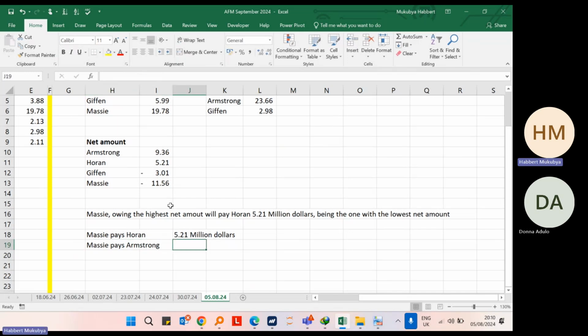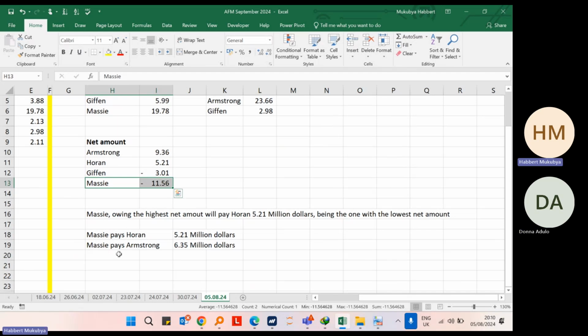Now, remember it was owing 11.56, it has paid 5.21. So if you get 11.56 and subtract 5.21, you remain with 6.35. That is owing, right? So it will pay Armstrong 6.35. So that means that it has finished paying its 11.56, right?